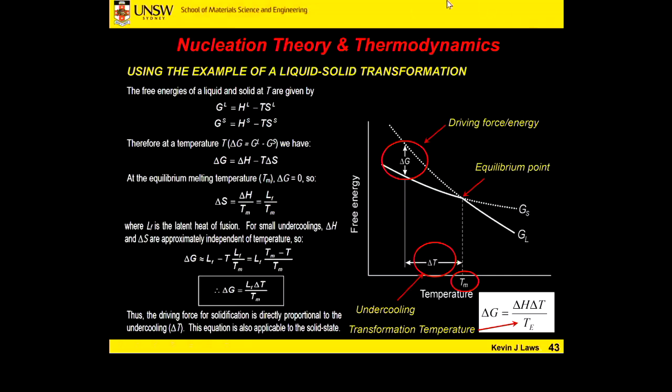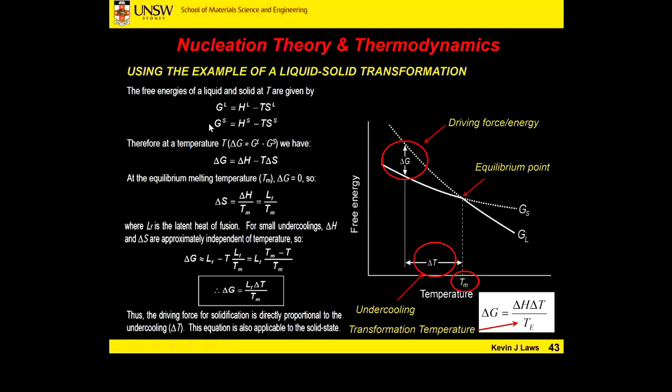So, back to Gibbs' formula. The free energies of a liquid and solid at a temperature T are given by these equations. The free energy of the liquid is equal to the enthalpy of the liquid minus the temperature times the entropy of that state. And we can plot that, the free energy of our liquid versus temperature. It follows this line here, changing from this dotted line to this solid line. That is our plot of free energy versus temperature for our liquid.